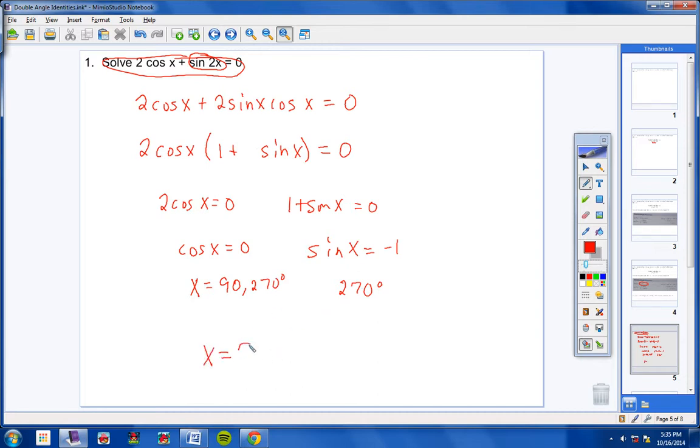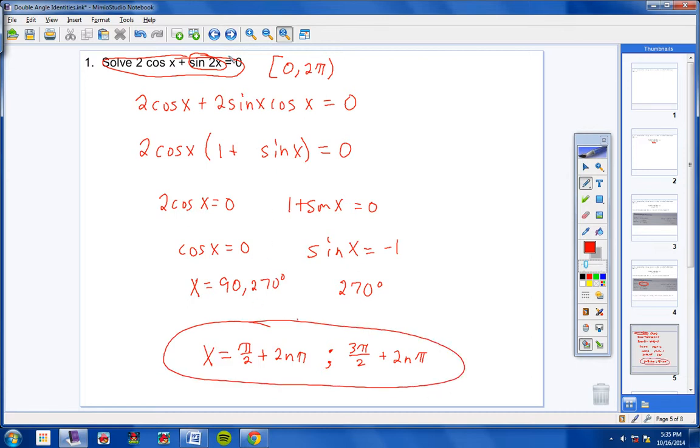So one answer is 90, that's pi over 2. Remember, don't forget to put plus 2 n pi, okay? Whenever there's no domain given in the original problem like this, then you've got to put plus 2 n pi, okay? And then the other answer would be 270, which is 3 pi over 2, plus 2 n pi. So this equation would have been very difficult to solve if we had not been able to use our double angle identity right here, okay?